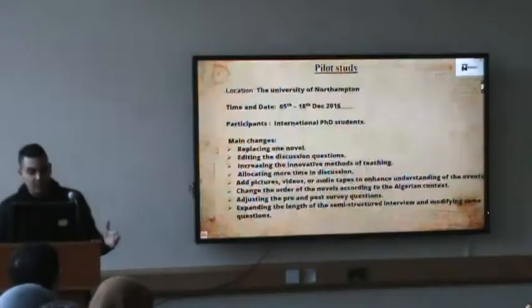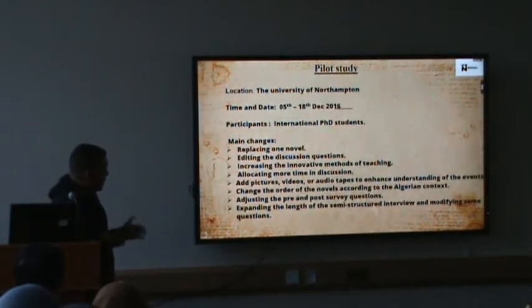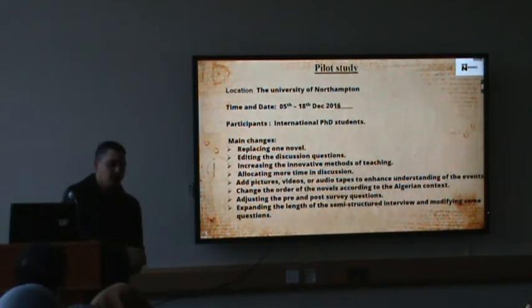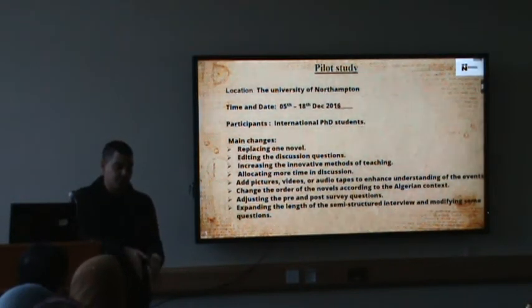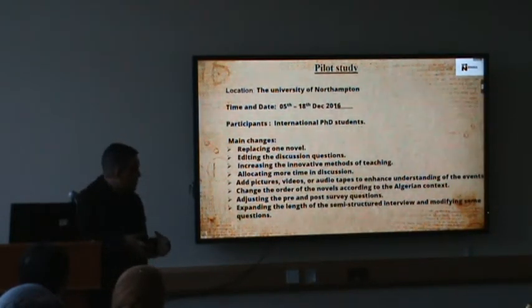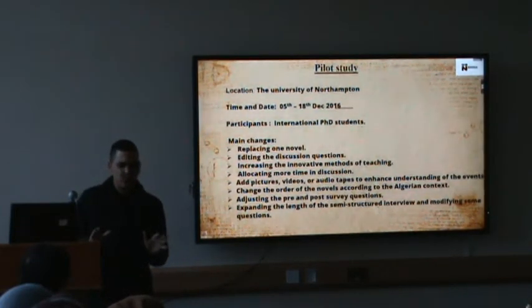So moving now to the pilot study, which was conducted here with international PhD students. The main change was that I replaced one novel. The novel by Hisham Matar was replaced. Hisham Matar is Libyan, and he wrote about the Gaddafi regime. In Algeria, you don't have progressive regimes like that, and they cannot talk about it because the Gaddafi regime has vanished since 2011. It's rare for people to talk about Gaddafi and everything.